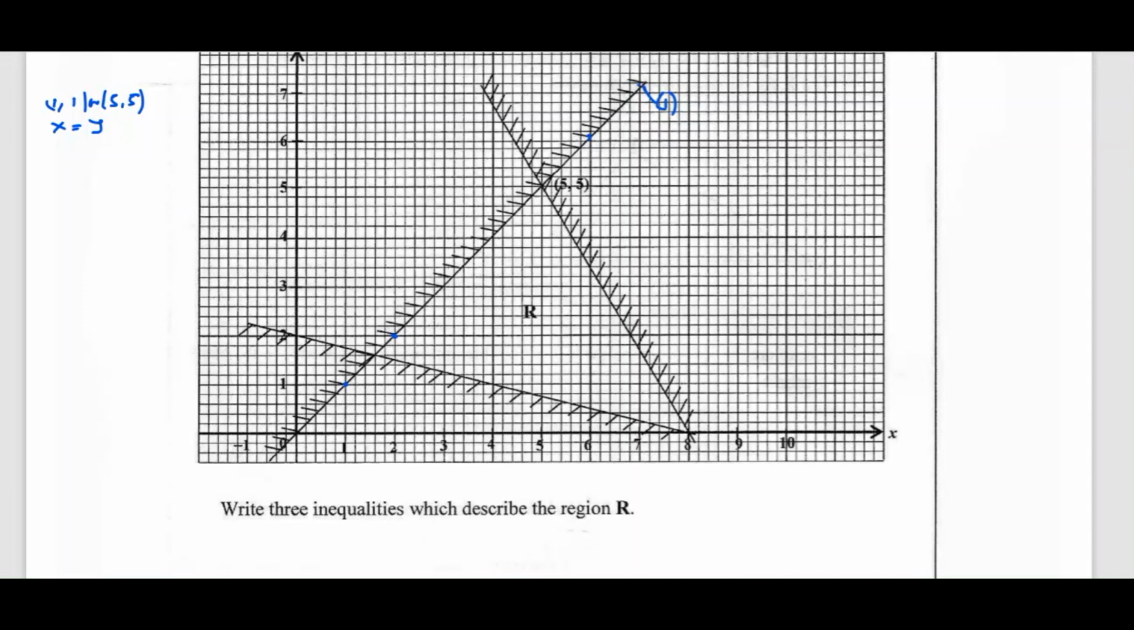So in this case, y is equal to x. Now, because they've asked us to find the inequality, we would say y is less than or equal to x. Why have we used this? If you have a solid line, you're going to use either less than or equal to, or greater than or equal to. But if we have a broken line, you're going to use just less than or greater than. You should observe this. When you look very closely, these are solid lines. So this is the first inequality.